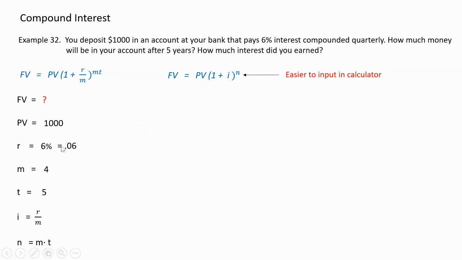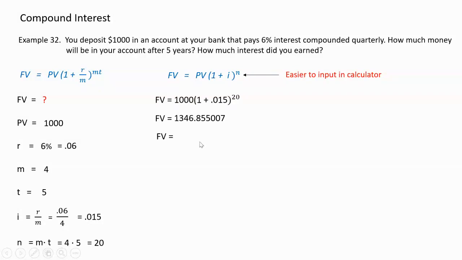The I is going to be R divided by M, 0.06 divided by 4, which will give us 0.015. The N will be M times T. The M is 4 and the T is 5, so 4 times 5, which is 20. So plug into the formula. Right, so if you plug it in just the way it is, 1,000 times 1 plus 0.015 to the 20th power, this is what they give us, right?